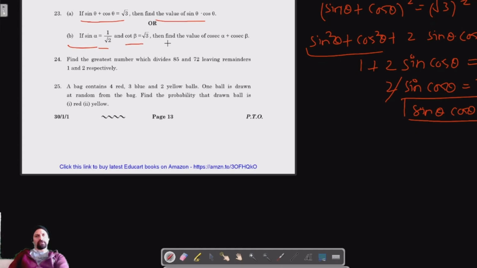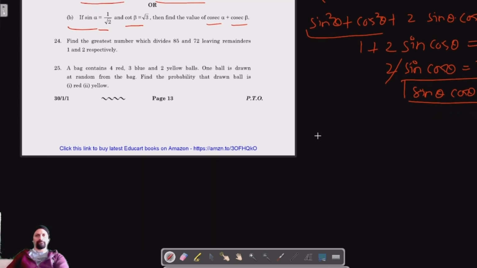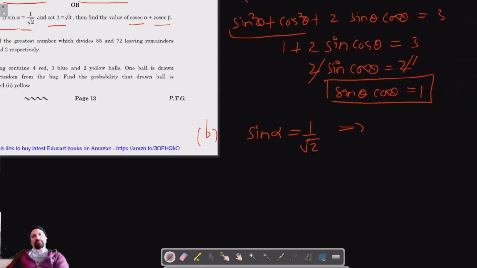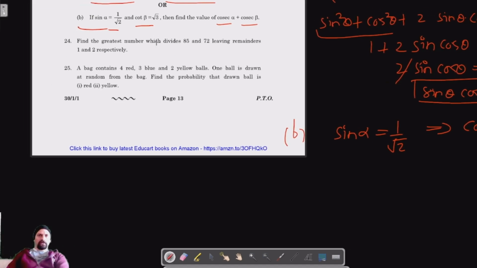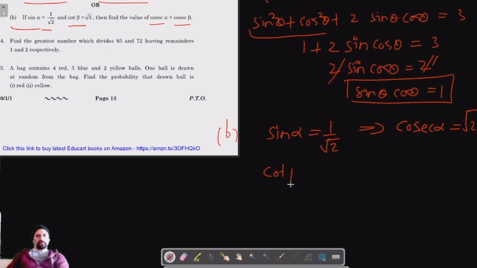Okay, so next one is option B, where it's given that sine alpha is equal to 1 by root 2 and cot beta is equal to root 3. We have to find the value of cosecant alpha plus cosecant beta. So sine alpha is 1 by root 2, which means cosecant alpha is root 2. Now cot beta is root 3.